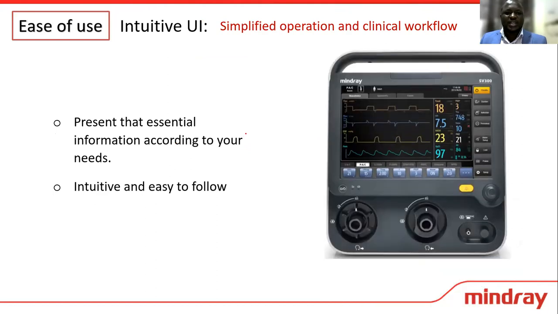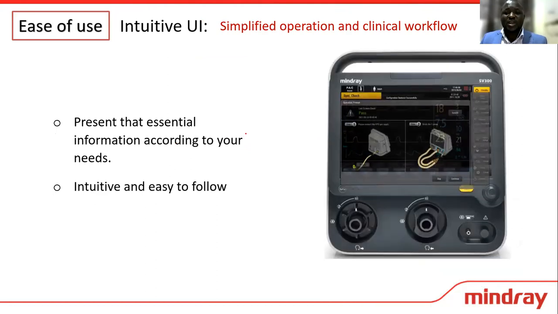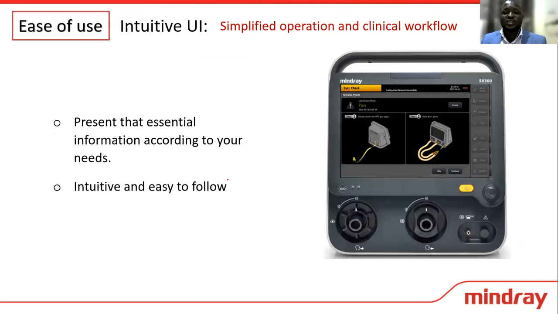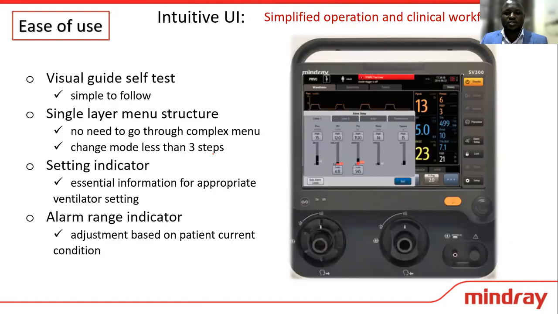And then in terms of the essential information, you're able to get all the essential information according to your needs. For example, for junior staff who don't understand how the machine works very well, once you power on the machine, it prompts you into a system check, and it gives you graphical guides on how to do the system check. Like, for example, connect the hose to the oxygen pipe, connect the breathing circuit to the ventilator, and then continue with the system check. So it directs you on how to do the system check. So it is a very easy ventilator to use with no hassles.